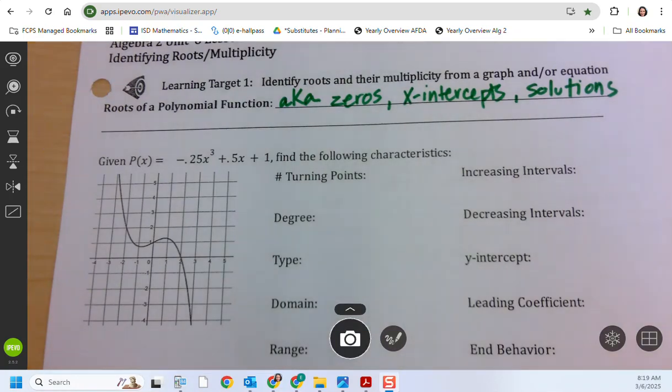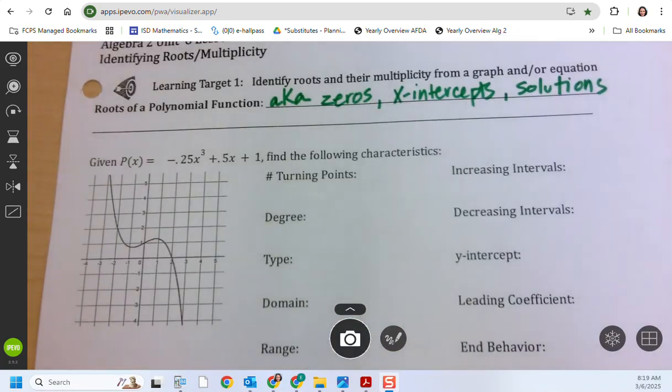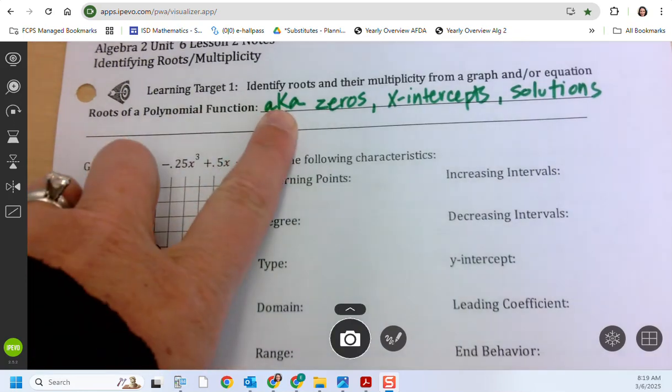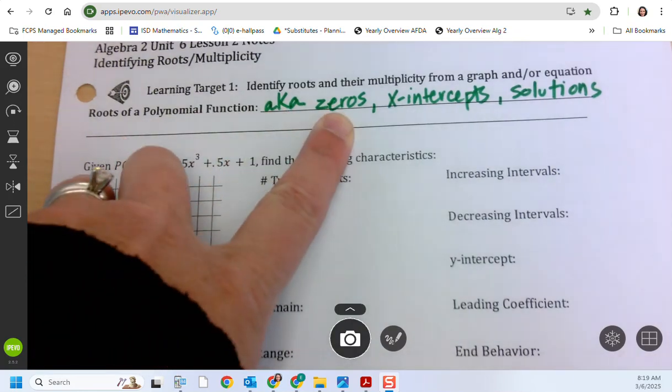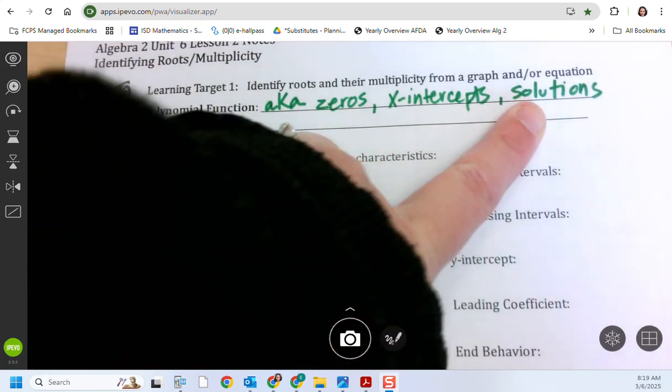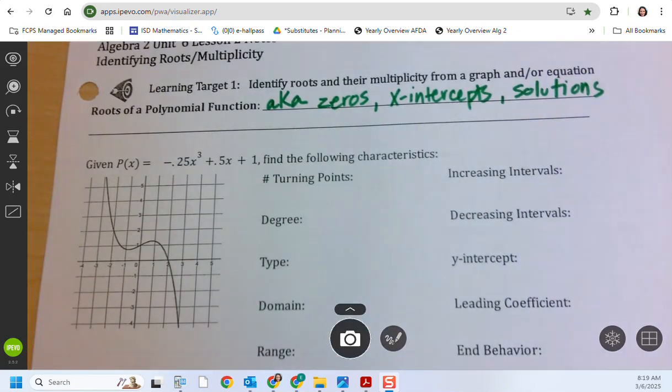Let's quiet down. So the roots of polynomials are also called zeros, x-intercepts, and solutions. So if I ask you for any of those things, I'm just asking you to tell me what's on the x-axis, okay?